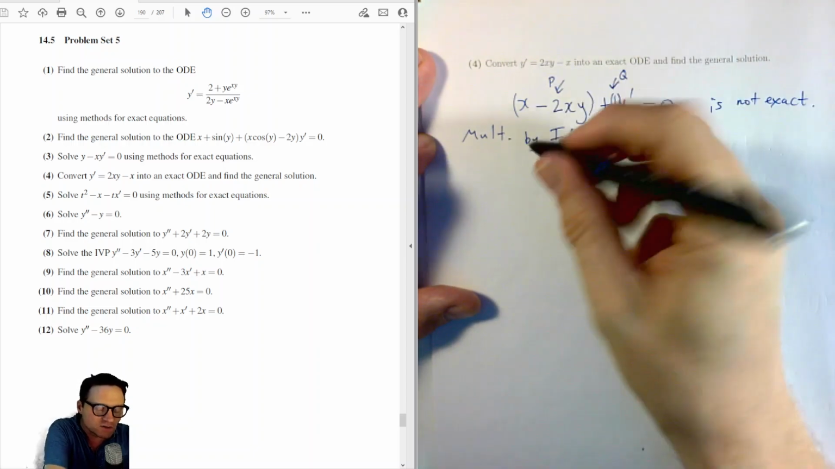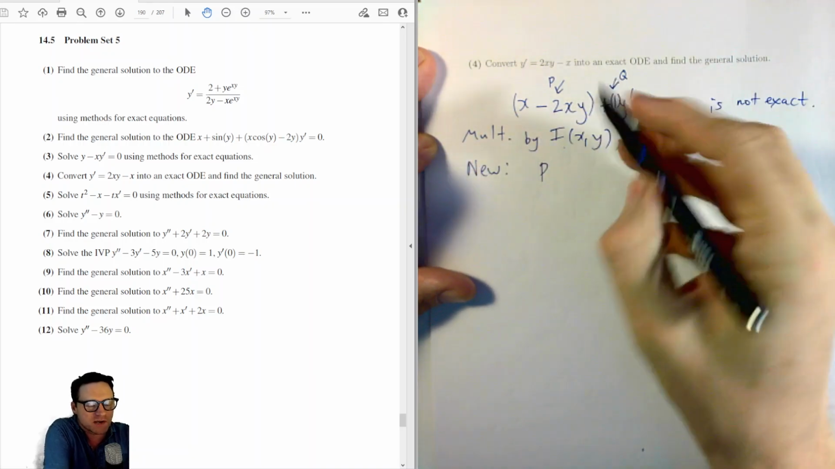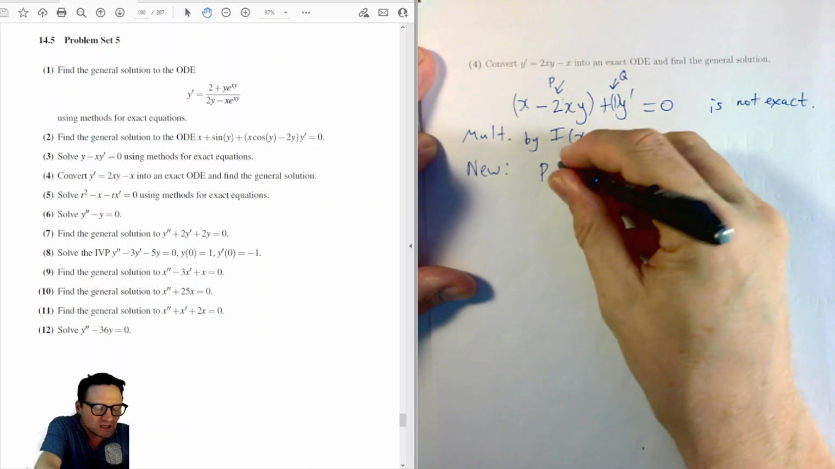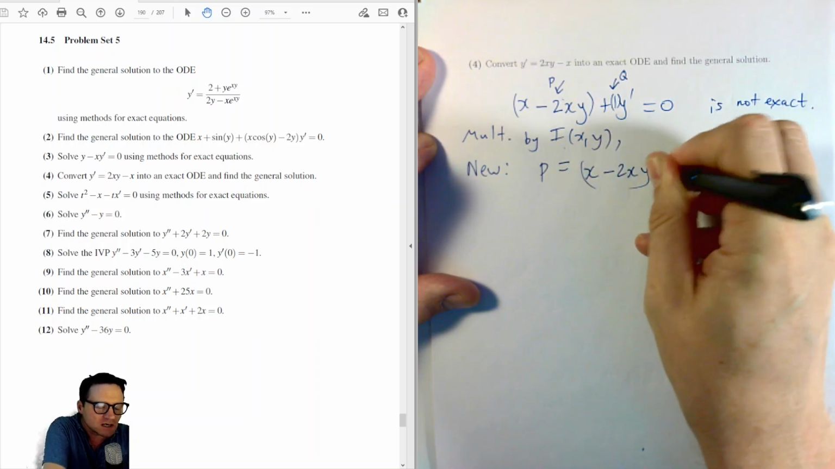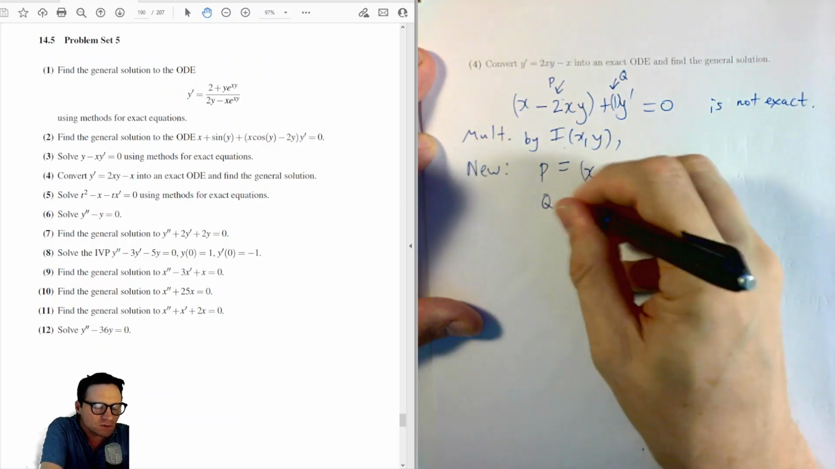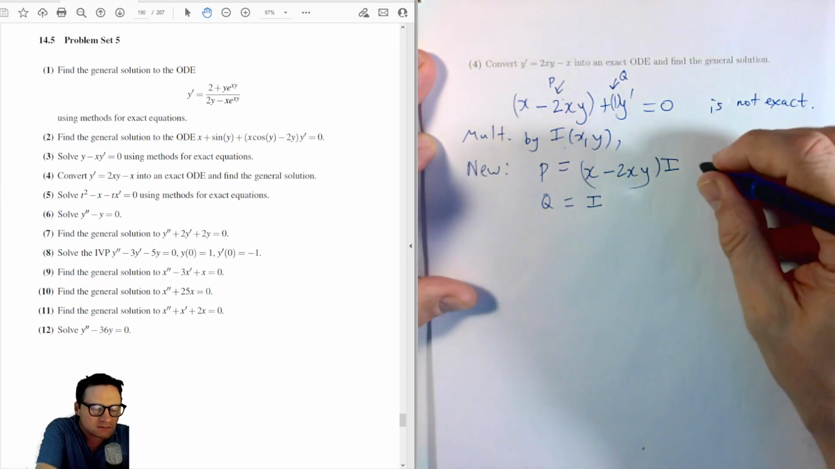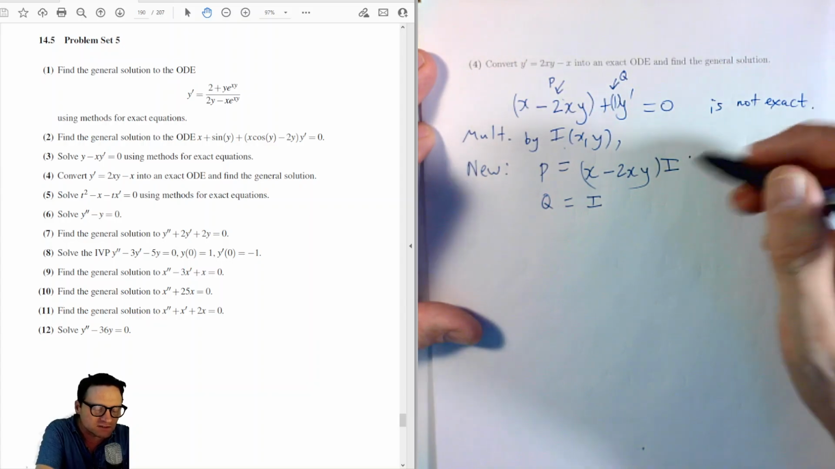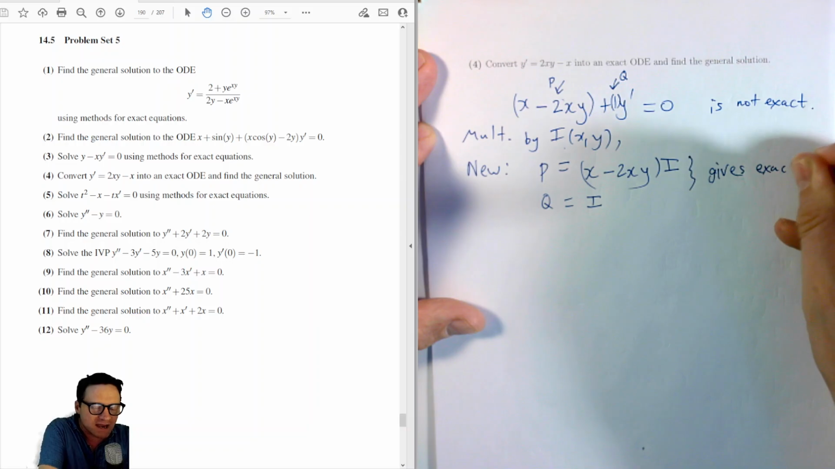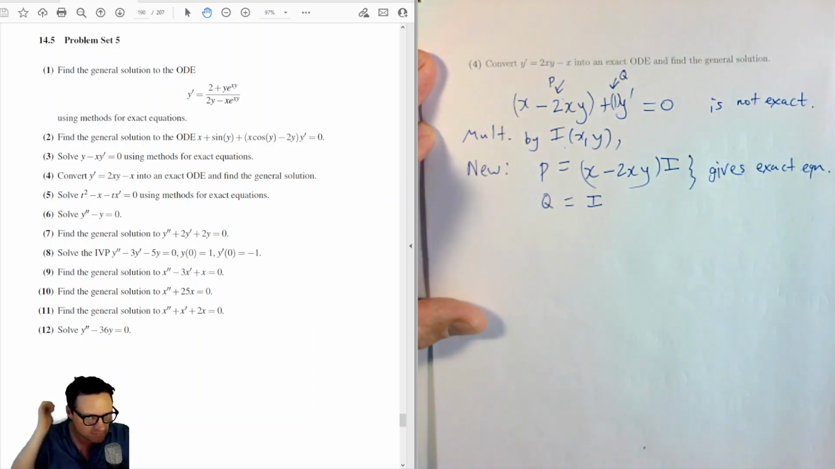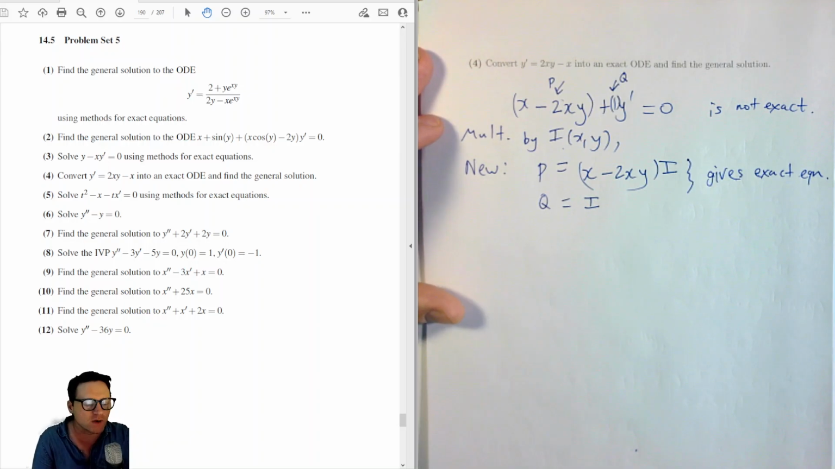Okay, and so then we have a new P, because I want to distinguish it from these two. New P equals x minus 2xy times I, and then the new Q is just I times 1, which is I. Okay, and we are insisting that the resulting equation is exact. So this gives an exact equation because we insist. Or we're solving for I such that the result is an exact equation.